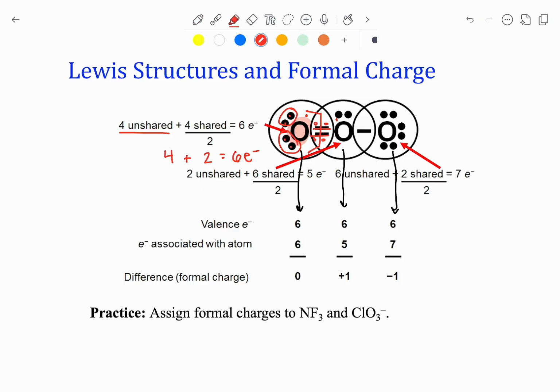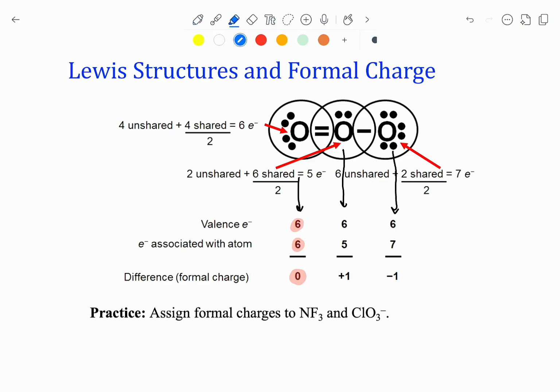So we come down here and our calculation for the formal charge is the valence electrons minus the associated electrons. So 6 minus 6. So 6 valence and those 6 associated that we just calculated. 6 minus 6 means that this oxygen has a formal charge of 0. Okay, let me erase this so we can change our color and see all these again. If you didn't get those, feel free to pause and go backwards. We're going to go to blue now. I just don't want to get too busy here.